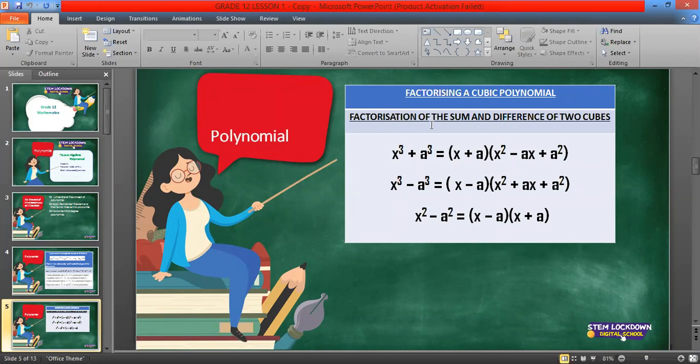How do you factorize that? For example, say you have x cubed plus a cubed. So how do you simplify this? This is a sum of cubes. When you have an expression like this, how do you factorize it?